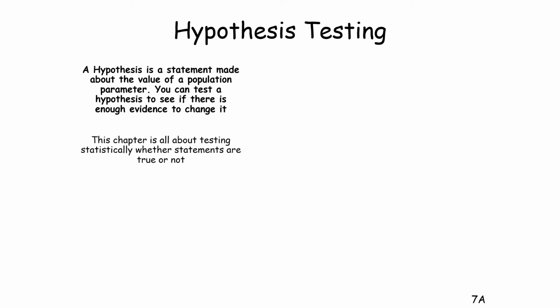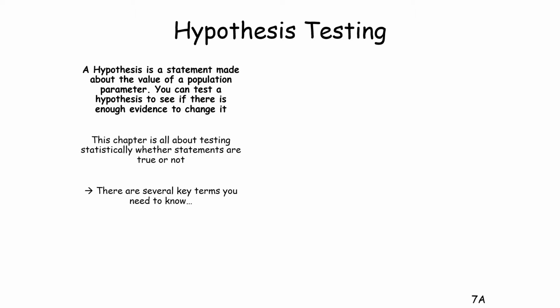Okay, so today we're going to be doing some work on hypothesis testing. So this is the last chapter on the AS statistics. A hypothesis is a statement made about the value of a population parameter, and you can test the hypothesis to see if there is enough evidence to change it. So in this chapter, it's all about testing statistically whether a statement is true or not.